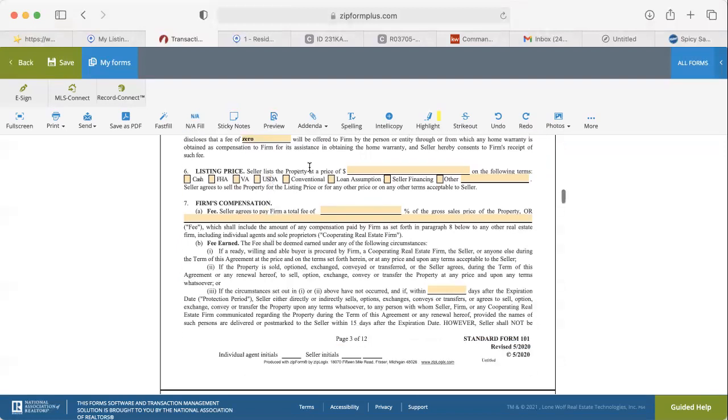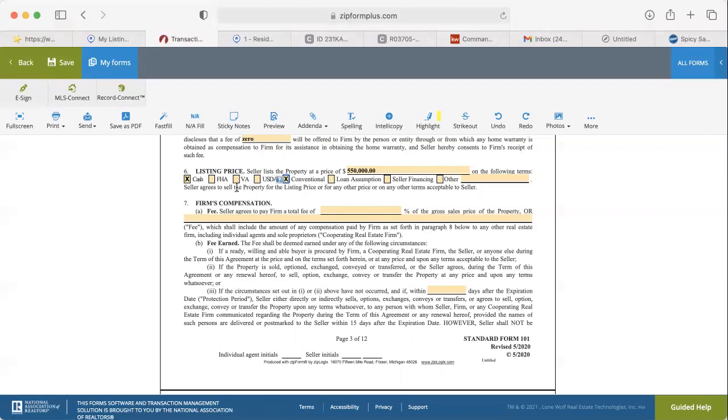Number 6 is listing price. So what kind of price tag are we going to put on this? Range. So let's say we're going to list it for 550,000. And then what are my terms? So I've never known anyone to not want cash. So I always select the cash option. And in this case, I would also select conventional.